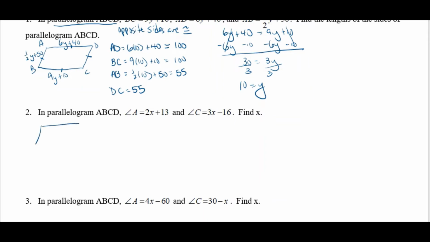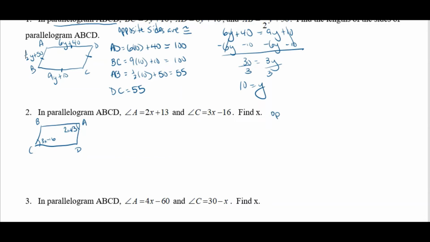So we can draw ourselves a picture. So let's put A over here this time. We're going to go around in our circle. So here's B, C, and D. So we know that angle A is 2x plus 13. Okay. And angle C is 3x minus 16. So these angles are across from one another.